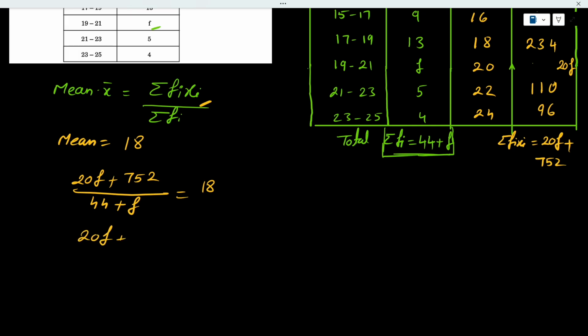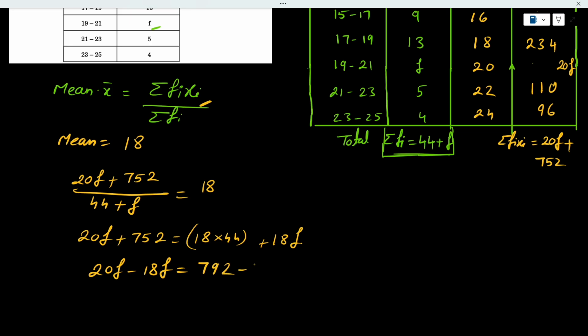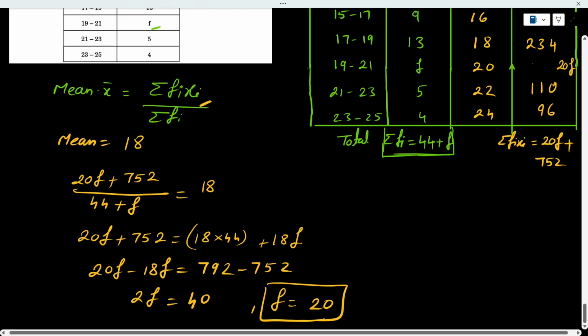So let us solve this. Cross multiplying, 20f plus 752 equals 18 times 44 plus 18f. So we can take 20f minus 18f, which is equal to 18 times 44, you'll get 792 minus 752. Now this is 2f, which is equal to 792 minus 752. You know that it's 40. So what is going to be your frequency here? Frequency, you got it as 20, right?